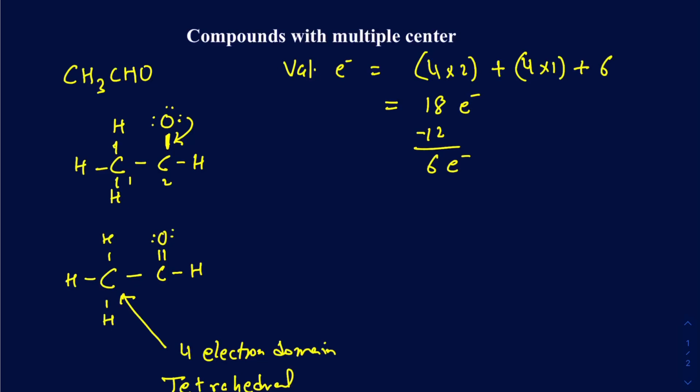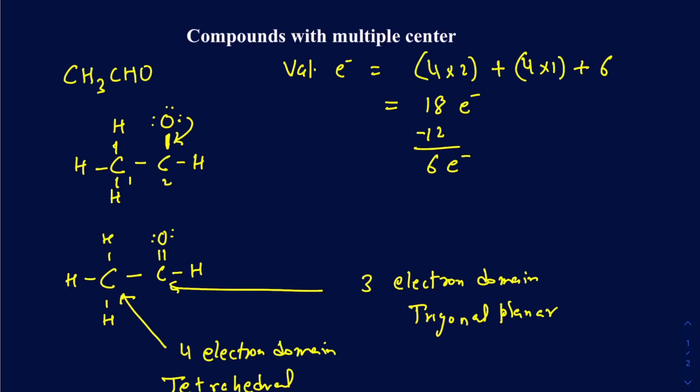And then what about the second carbon? How many electron domains do we have? Well, we have only 3 bonds around it. This double bond still counts as 1 electron domain. Even if you have a triple bond, it's going to count as 1 electron domain. So it has 3 electron domains, and since it has 3 electron domains, what's going to be the shape in electron geometry? Since there's no lone pair on the central atom, it's going to be trigonal planar.